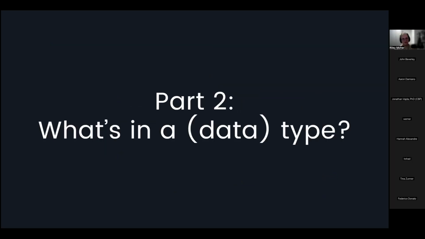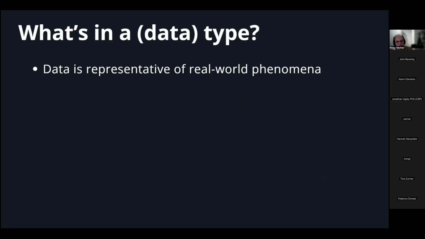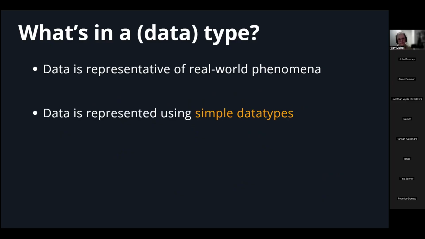Okay. So on to the second part, dealing with what is in a data type. Data, as we acknowledged earlier, is representative of real-world phenomena, and we have this kind of semantic gap between what we can possibly represent in data and the complexities of the real world, right? Often that data is going to be encoded using simple data types: integers, strings, floats, maybe date time if you get a little bit more complex. But that being said, these are all just simple data types.